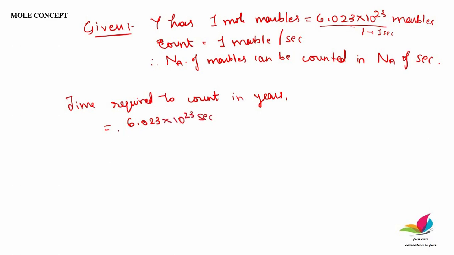This is the actual time required in terms of seconds, divided by the seconds in 1 year. How much is it? We have already calculated it in the previous problem. If you don't know, you can calculate it once again, but it will be easier if you memorize the value. So 1 year is equal to 3.1536 into 10 to the power 7 seconds. You can easily remember this one. It is the same as the previous one, only this power of 10 is different.